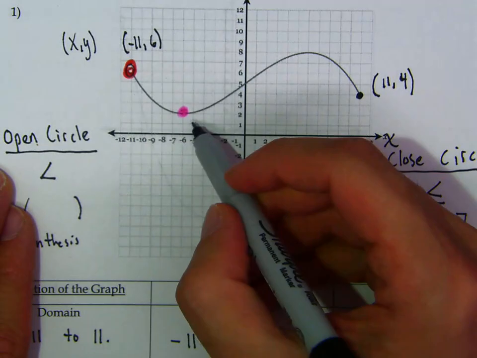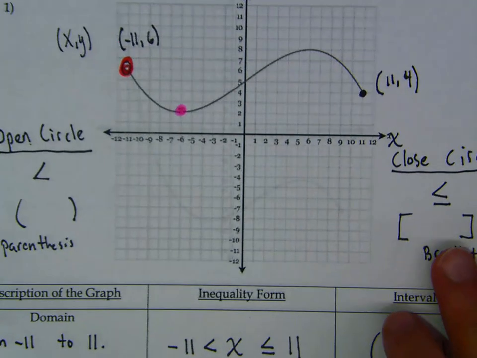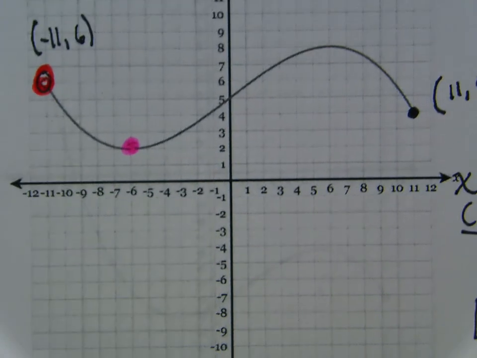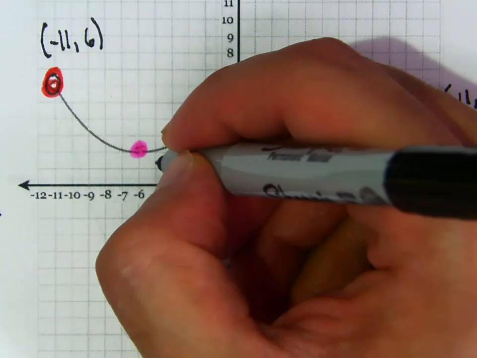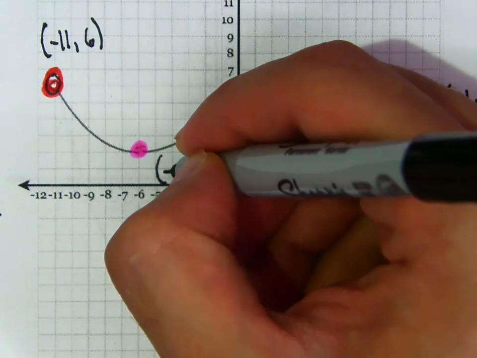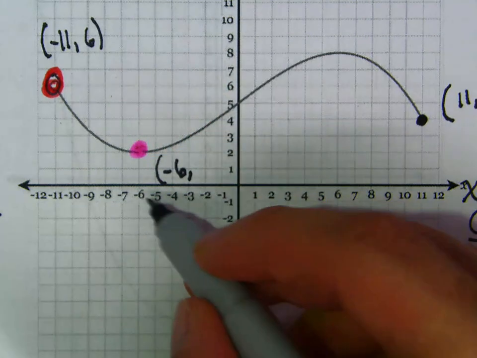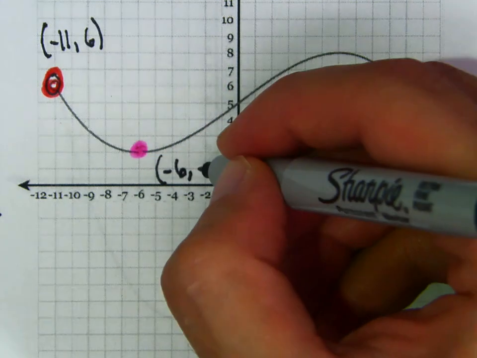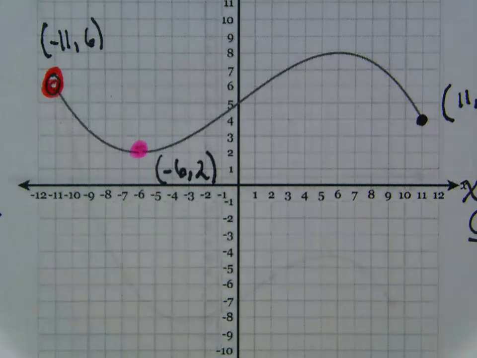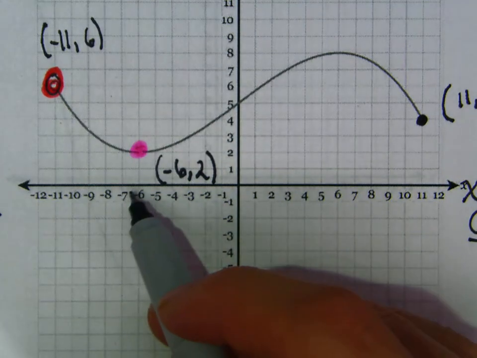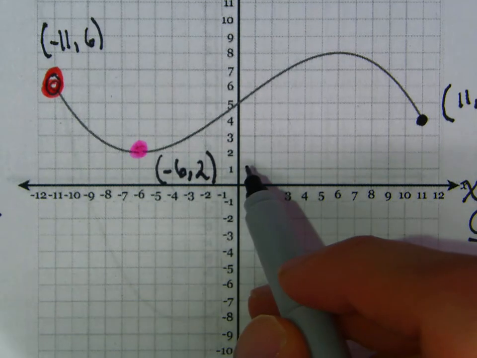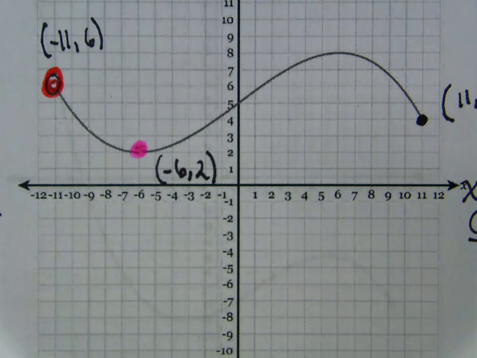And what is the coordinate of this point? Well, let's see. What's my x value? It's negative 6. What's my y value? It is 2. Because you see, this is the point negative 6, positive 2. Right? Well, what about over here?